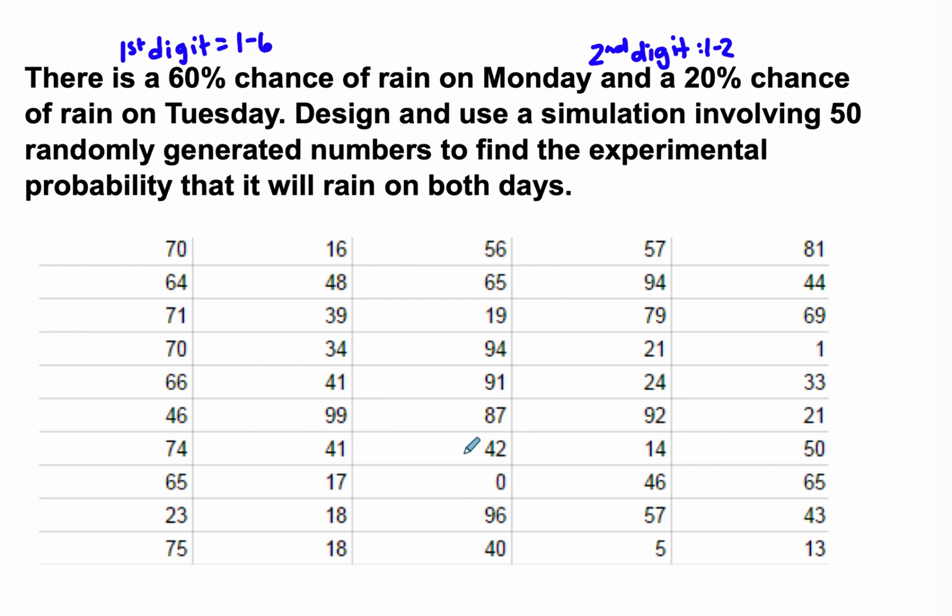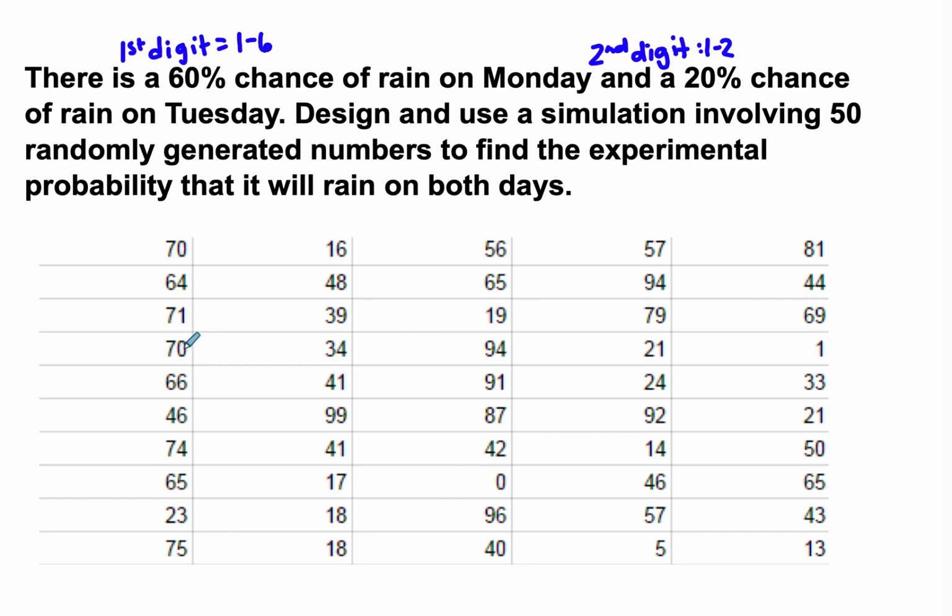Okay, so we've got a list of 50 randomly generated numbers. Let's find the probability it's going to rain on both days. So I'm looking for numbers that have the first digit 1 through 6 and the second digit a 1 or a 2. All right, so let's see. Nope, nope, nope, nope, nope. So nothing in the first row works. Let's take a look at the next row, and we're going to circle anything that works. No, no, no, no, no. Nothing in the second row works. Let's look at the third row. No, no, no, no, no. Nothing in that row works.